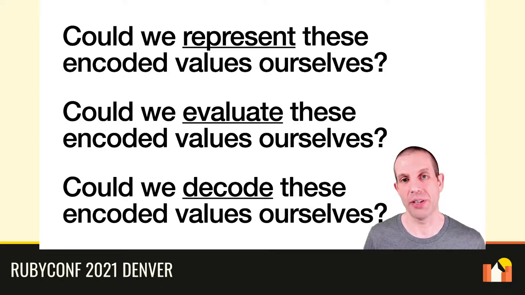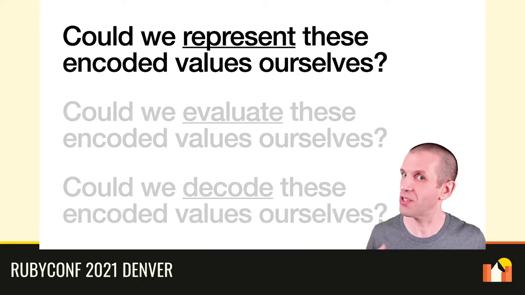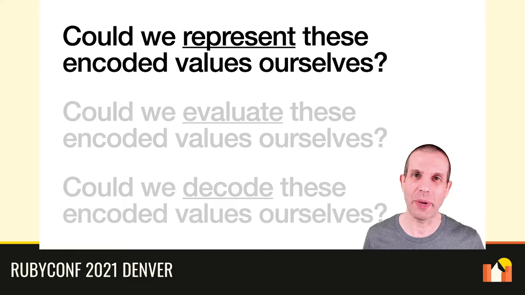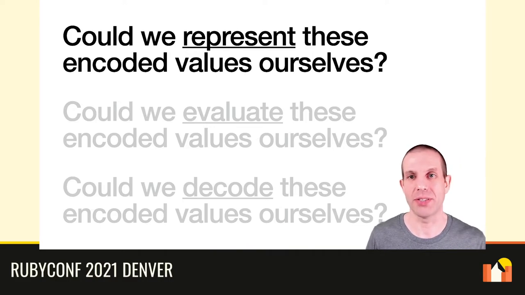So let's start with that first question. Could we represent these encoded values ourselves? Can we roll our sleeves up and construct our own honest, hardworking, artisanal data structure to represent encoded values instead of lounging around expecting Ruby to be cool with us taking as many procs as we like and using them to represent whatever we want to?